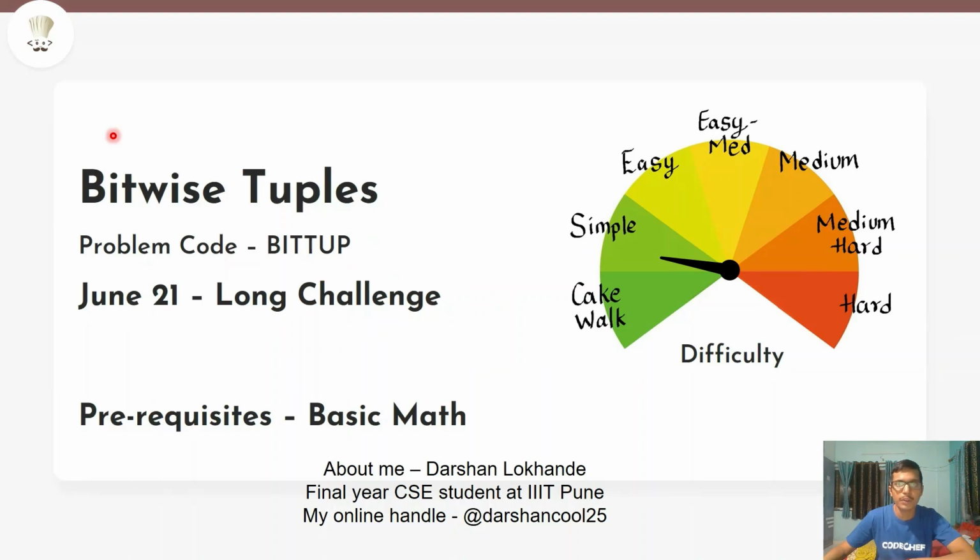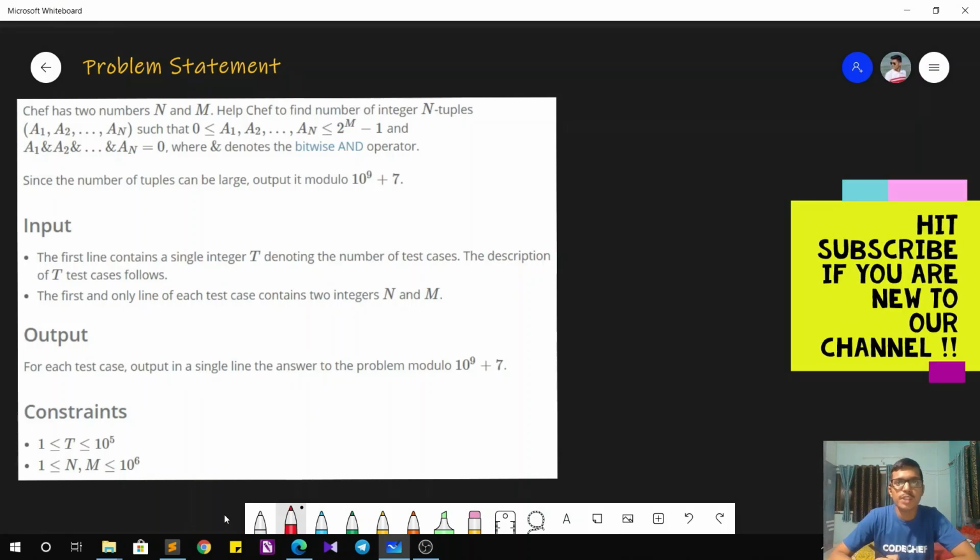The problem that we are going to discuss today is bitwise tuples. The problem appeared in June 21 long challenge and has a difficulty level of simple. The prerequisites to solve this problem are basic math. The problem statement goes as follows.